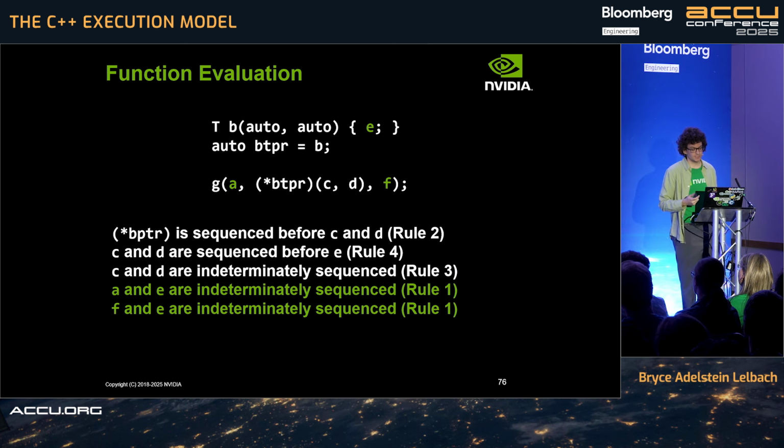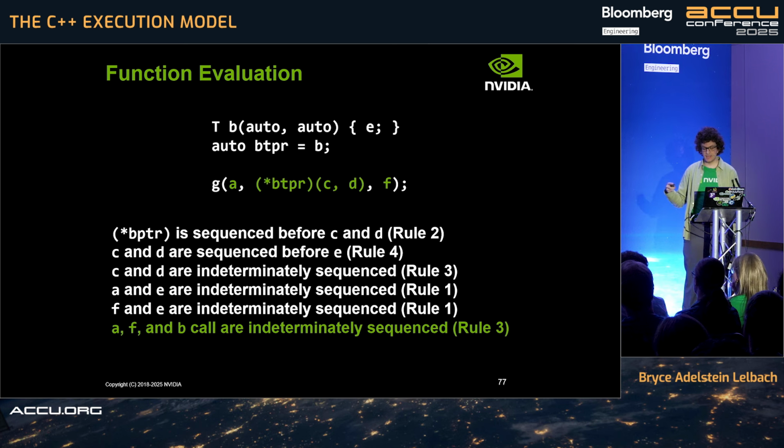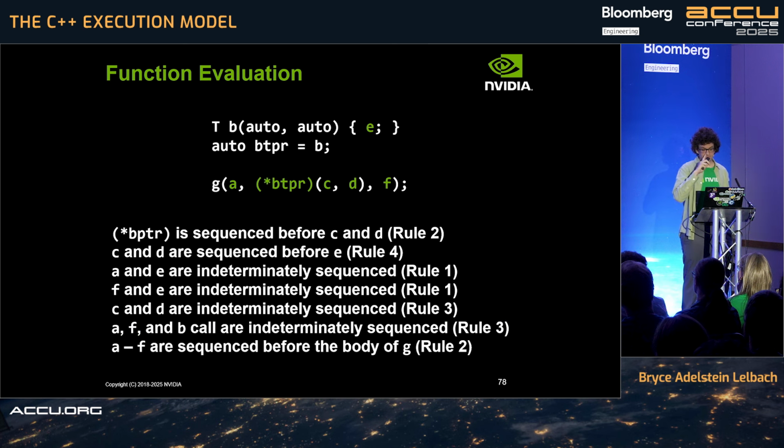Now, every evaluation within a function, like E here, and every evaluation not within the function, like A and F here, are indeterminately sequenced. That is, we don't interleave observable stuff from outside of a function with stuff inside of the function, even when we do inlining. And likewise, A, F, and the rest of the B call are indeterminately sequenced. And then finally, A through F are all sequenced before the body of G.